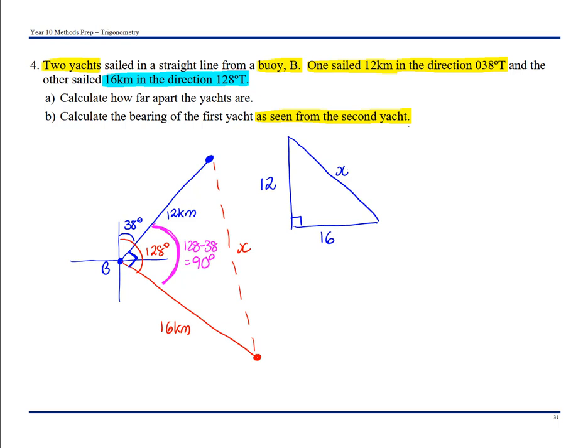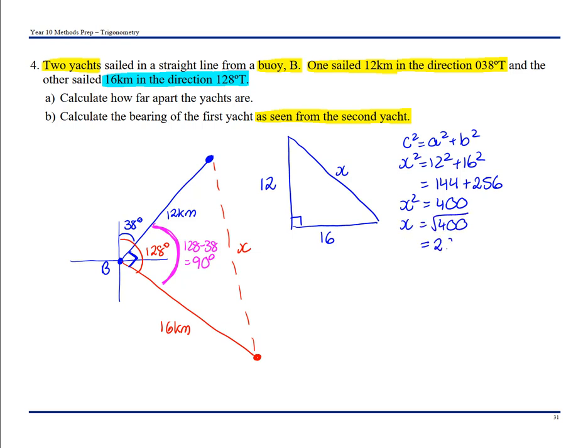So distance between is Pythag, c squared is a squared plus b squared. X squared is 12 squared plus 16 squared. It's 144 plus 16 squared is 256. Add those two together, we get 400. So that's x squared. So x is the square root of 400, which is 20. Okay, so I've got the distance between them.